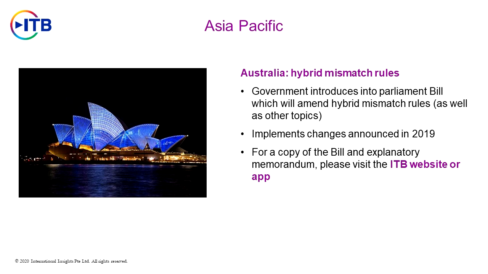In Australia, the government has introduced into Parliament a bill which, amongst other things, will amend the hybrid mismatch rules to implement changes which were announced last year. For a copy of the bill and the explanatory memorandum, please go to our website or app.